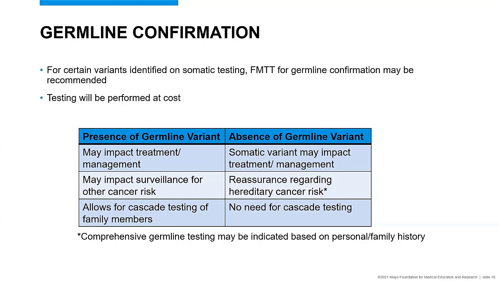If the variant is confirmed to be germline, there may be additional impact to the cancer treatment and management, and there may be an impact on surveillance intervention for other cancer risks. Additionally, family members would be able to undergo cascade testing for the familial variant. On the other hand, if the variant was not detected, then the somatic test results may still impact the cancer treatment and management. Testing negative for that variant would mean that the patient and their family would likely not have to take action specific to that hereditary cancer syndrome, but other testing may be recommended based on personal and/or family history.